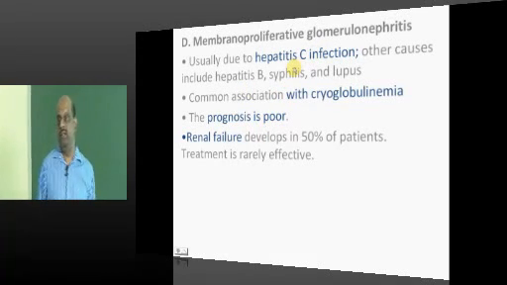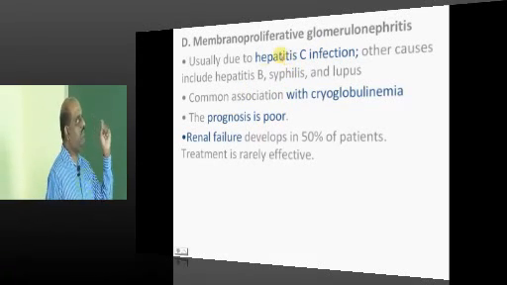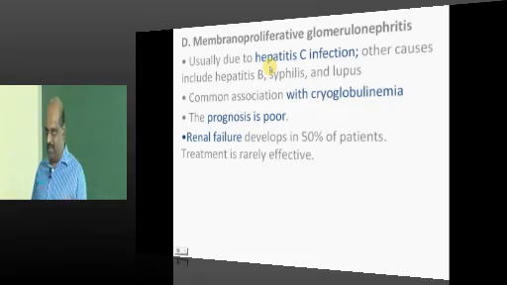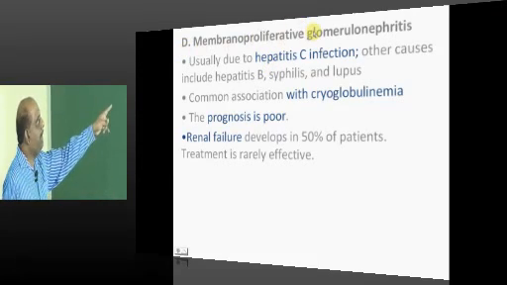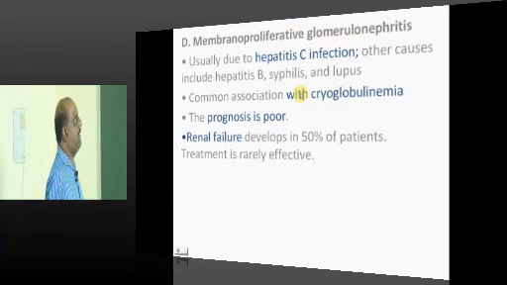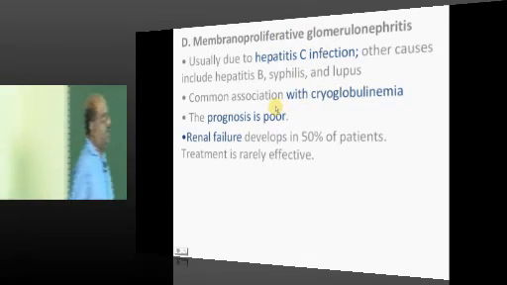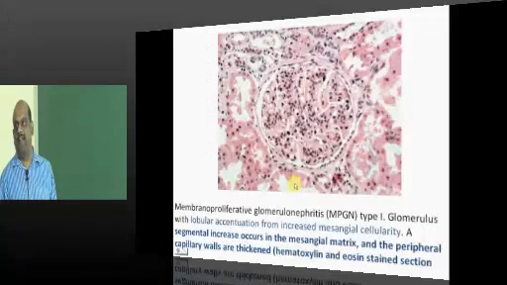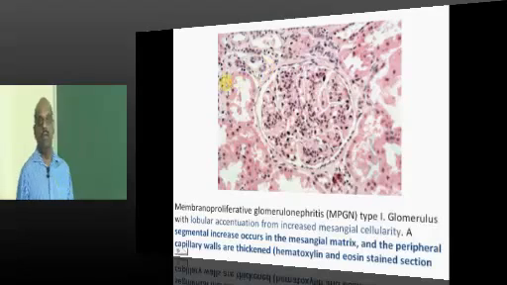Hepatitis C infection is one buzzword which you need to remember. One of the forms of vasculitis, cryoglobulinemia, and the MPGN are closely related with each other. That's the reason you need to remember. Generally prognosis is poor and 50% will go into chronic kidney disease and treatment is not that effective.